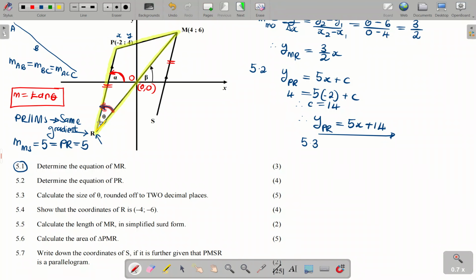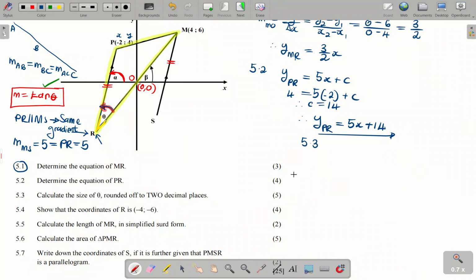This angle here. So they're talking about that angle there. They say that we have to calculate the size of theta, rounded to 2 decimal places. So now this is when you're going to use what? We are going to use the angle of inclination. We're just going to start there. That's why it is 5 marks.